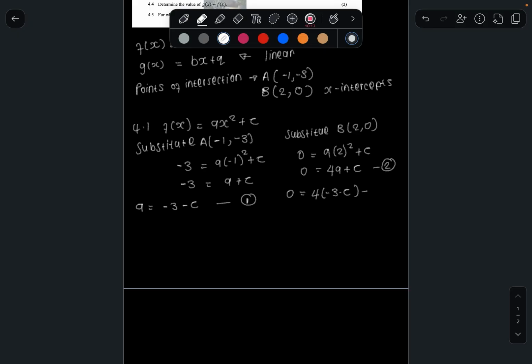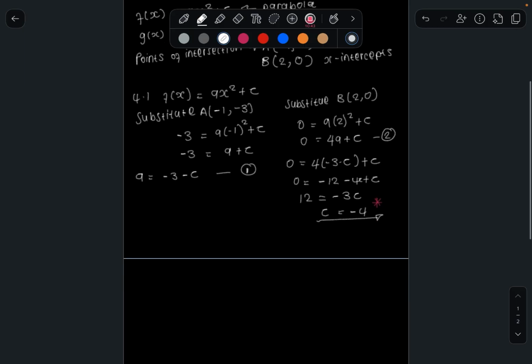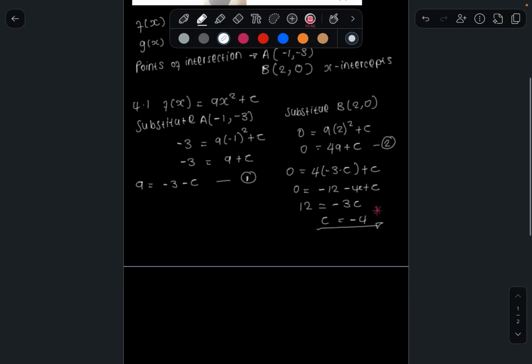So we can solve for c now, basically. So negative 12, negative 4c plus c here, sorry, 0 equals negative 12 minus 3c, right? Negative 3c, c is equals to negative 4. We'll find our value for c. Let me note that down. Value for c. Then we punch it back into a. So this is basic simultaneous equation. So there's really not much to this.